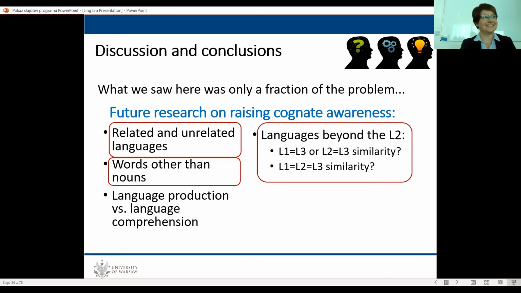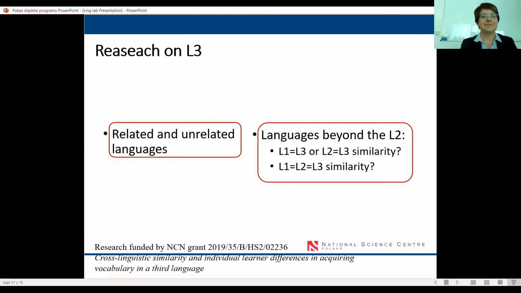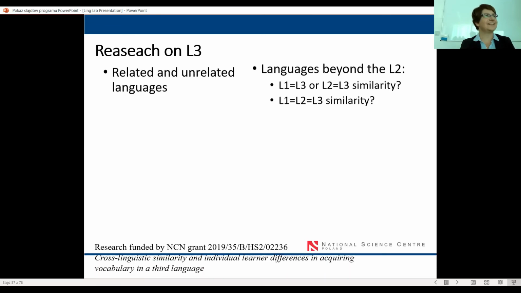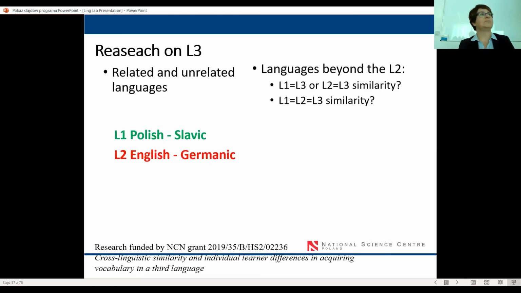This is our next grant. We are focusing on different types of languages and different types of similarity, right? So this is what we're doing right now in our next NCN funded grant. And we are focusing on 3 different languages: Polish, which is a Slavic language; English, which is a Germanic language; and Italian, which is the 3rd language, which is Romance.